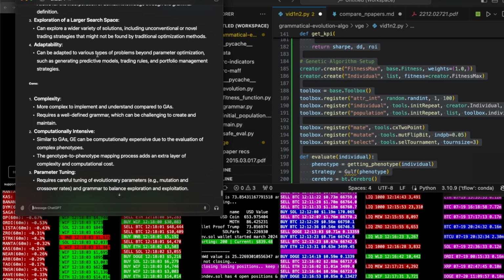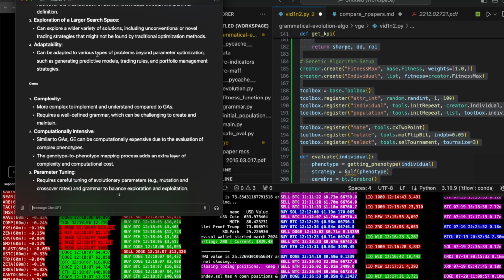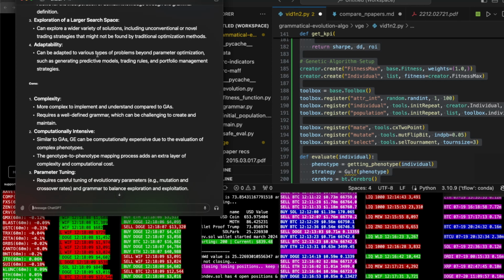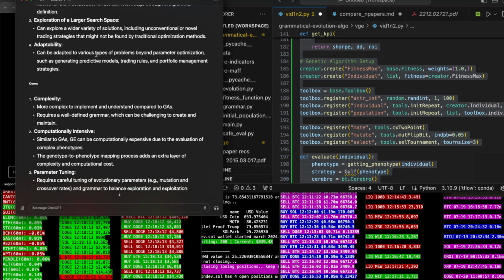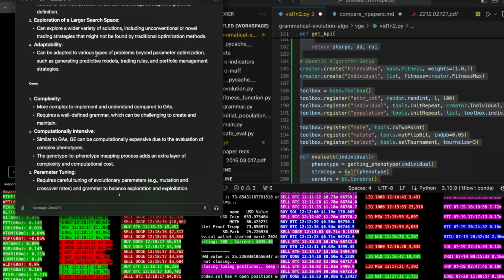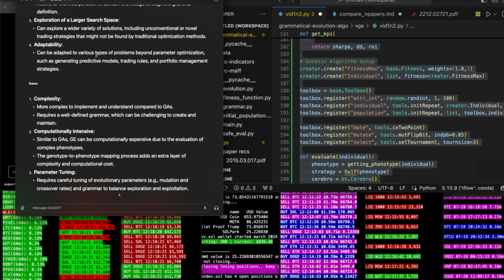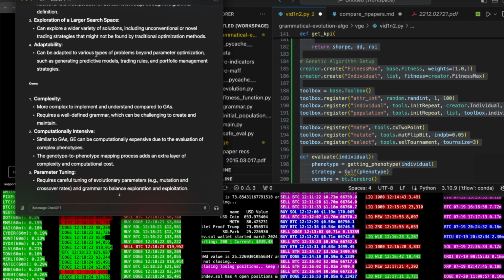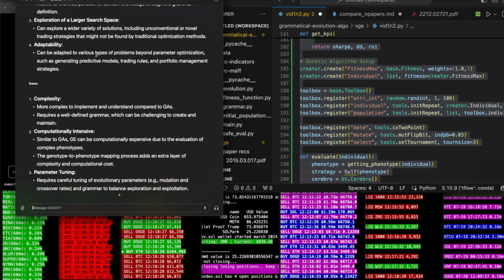Adaptability: can be adapted to various types of problems beyond parameter optimization, such as generating predictive models, trading rules, and portfolio management. Cons. More complex to implement and understand than GAs. Requires a well-defined grammar, which can be challenging to create.